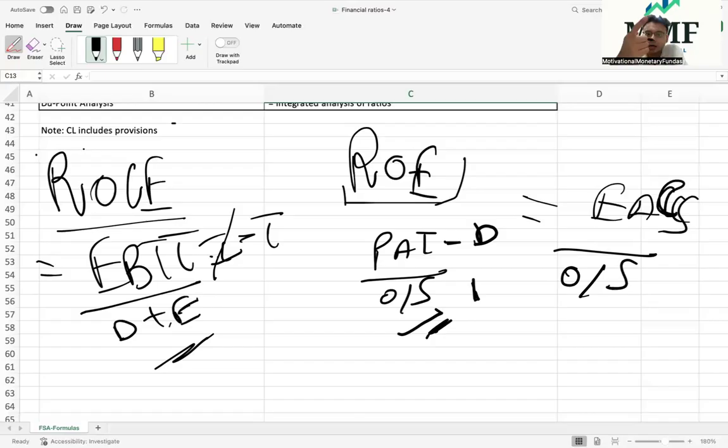Now, the question that might come to your mind is whether there is a benchmark number that we should look for in ROCE. See, for ROE, there is no benchmark number. It can be 100%, 200% also. But for ROCE, at least the company should have a minimum ROCE of 15%.